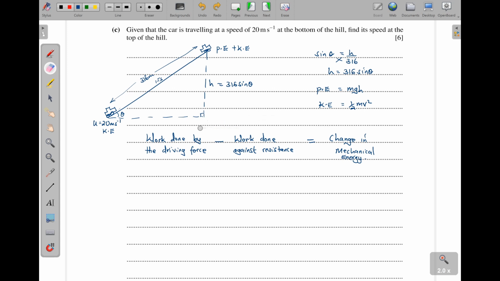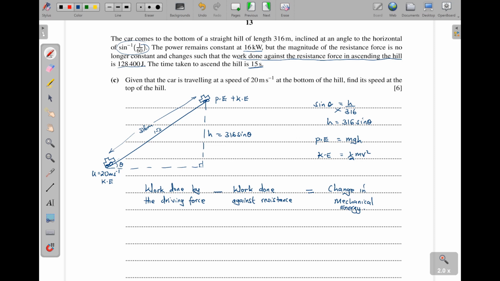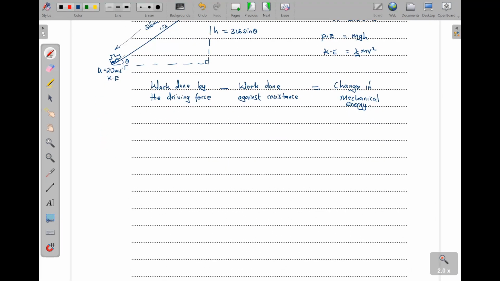Now, what is the work done by the driving force? Do we have the driving force? No, here we don't know the driving force. But they told us here that work done against resistance is 128,400. Now, I want us to identify a few things here. They gave us the power, the power remains at 16 kilowatts.